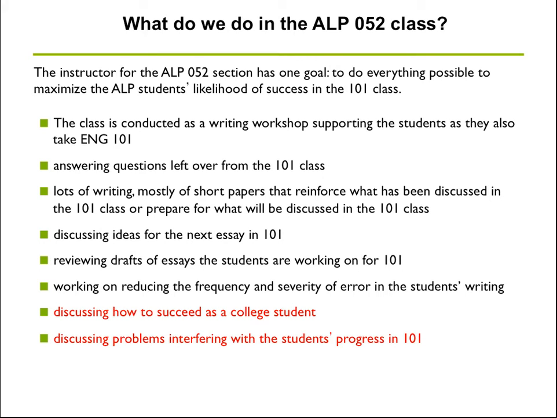Finally, we talk about these last two, the items in red. That is, we talk about how to succeed as a college student and about life problems that might interfere with student success. And we do that consciously. Sometimes we just do it by saying, if we have 5 or 10 minutes at the end of the class, how are things going? What's going on in your lives? And sometimes if students are having some kind of a challenging situation, they'll talk about it then.